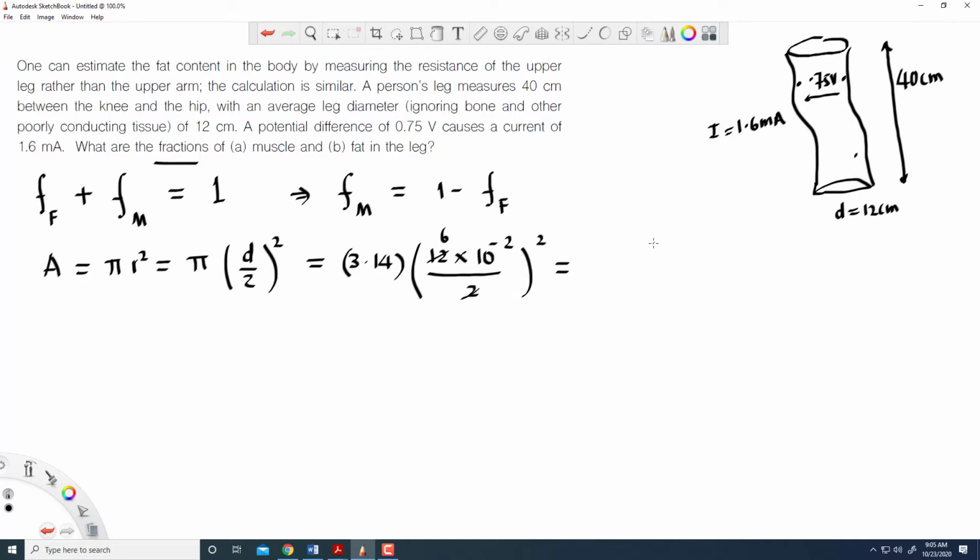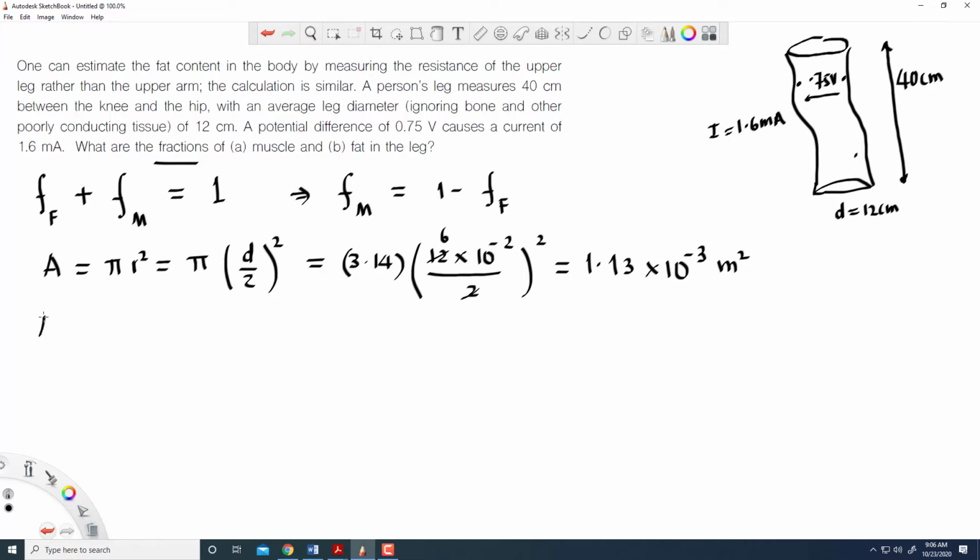3.14 times 6 times 10 to negative 2, squared. So that gives me 1.13 times 10 to negative 3 meters squared. Okay. So that's the total area, and part of that area is fat and part is muscle.